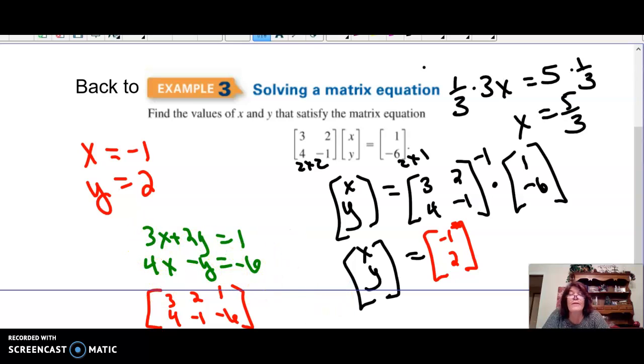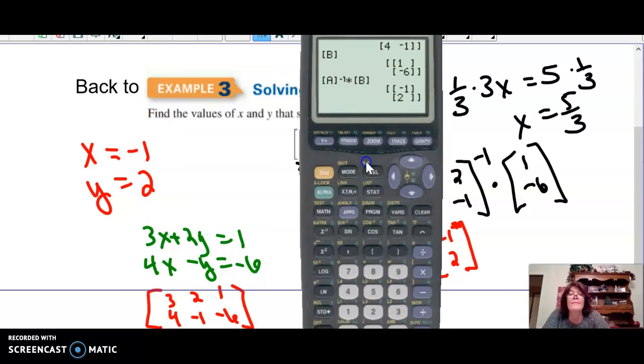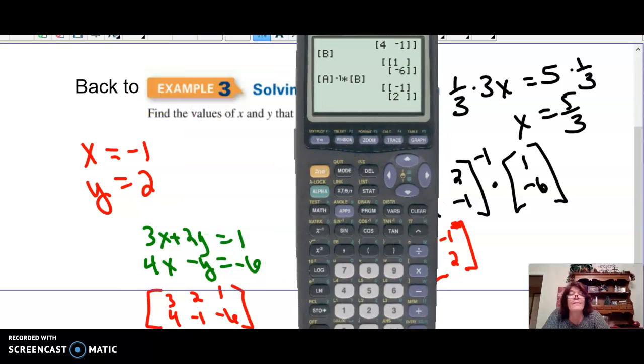Let's do that on our calculator. We'll enter that as matrix C. Let's enter matrix C, and call that a 2 by 3, and let's enter those numbers: 3, 2, 1, and the second row is 4, negative 1, and negative 6.